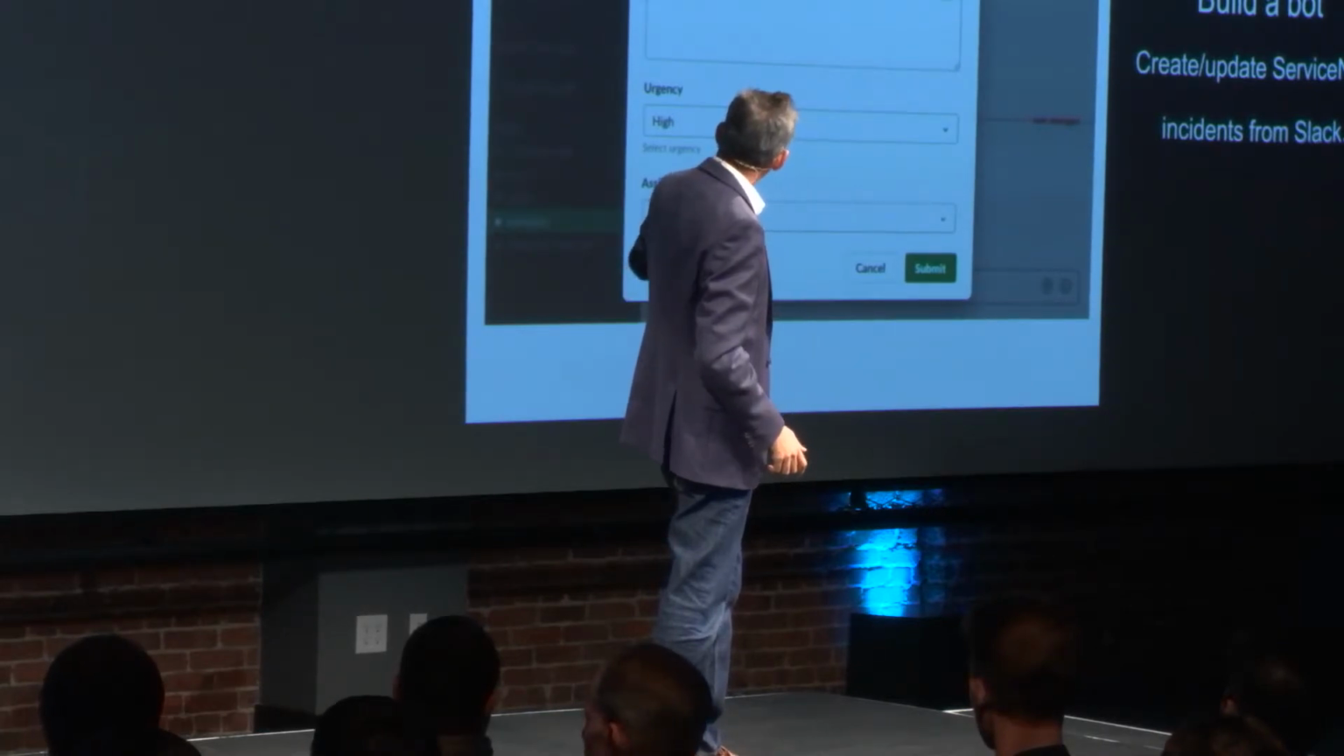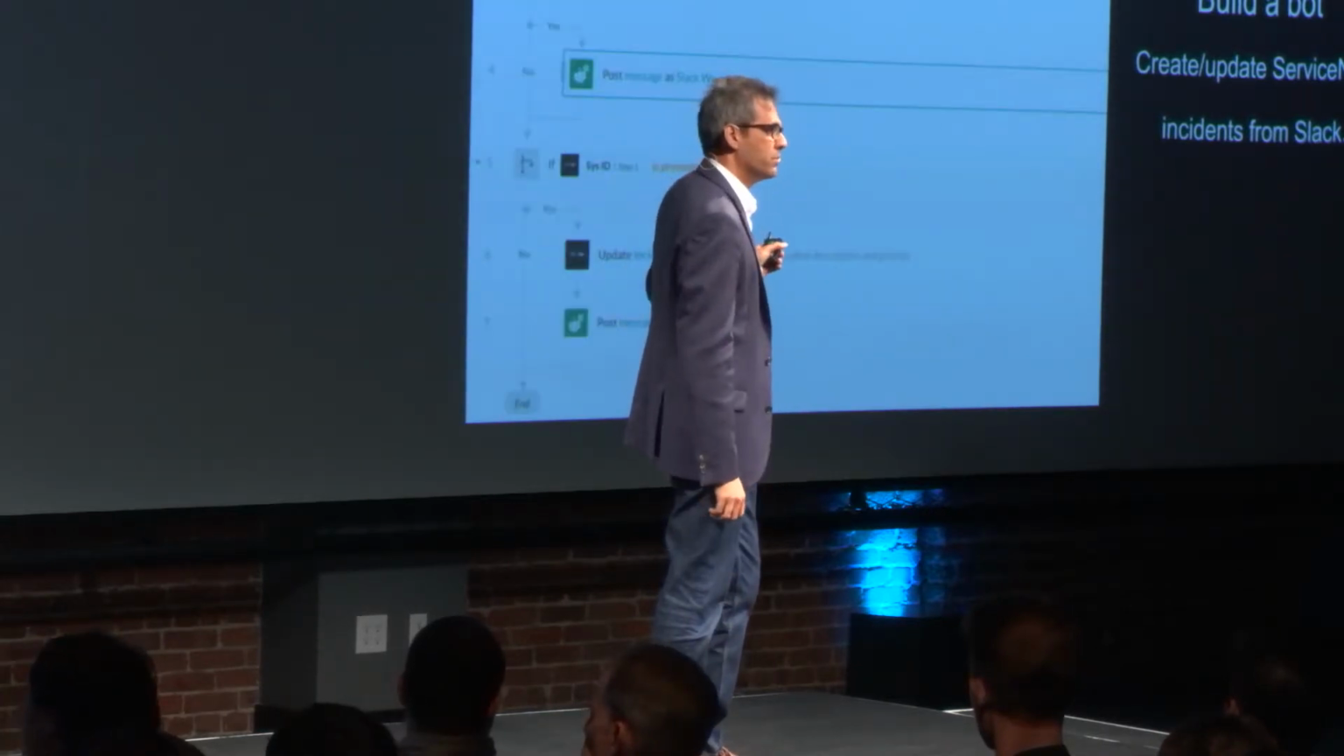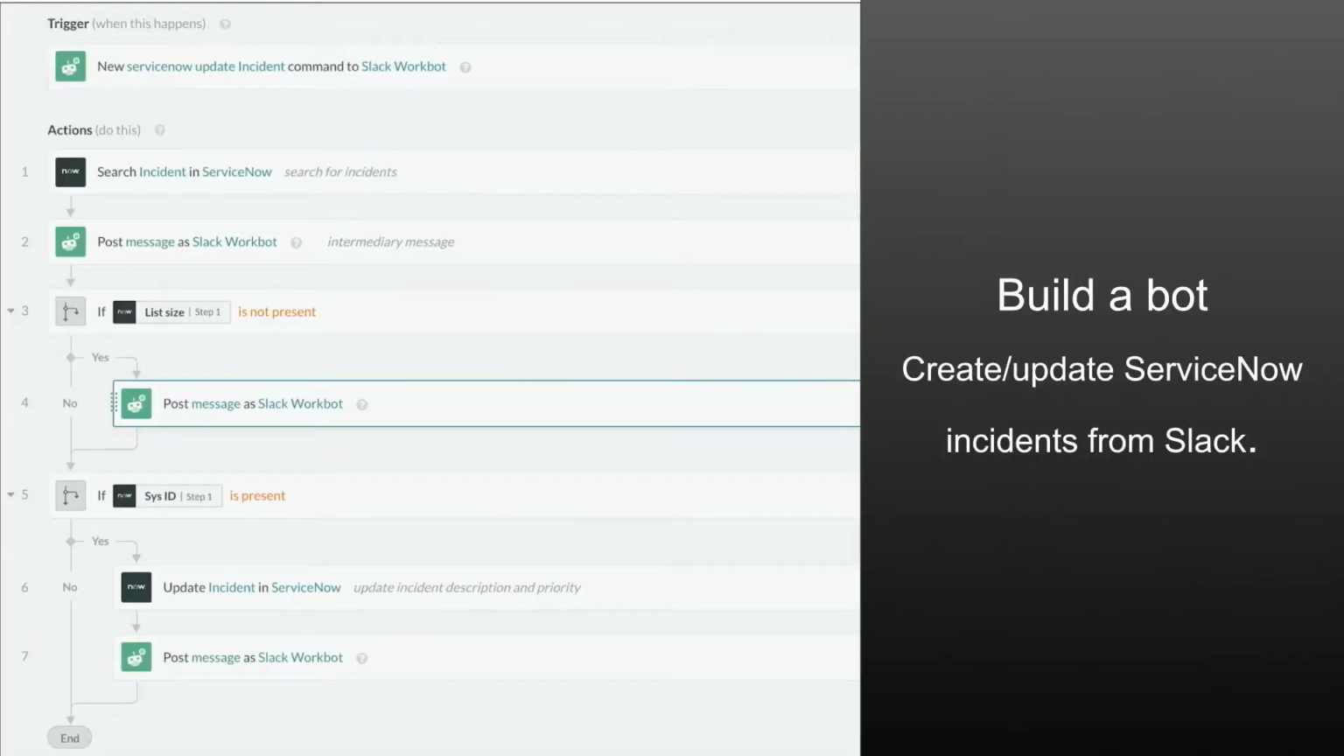And let's look at what it takes to build such a thing. Just in these few steps, you're able to create a bot that runs inside Slack and surfaces up a UI. That dialog is actually rendered by this recipe, and then it takes the user input and creates the corresponding incident or updates it in ServiceNow.